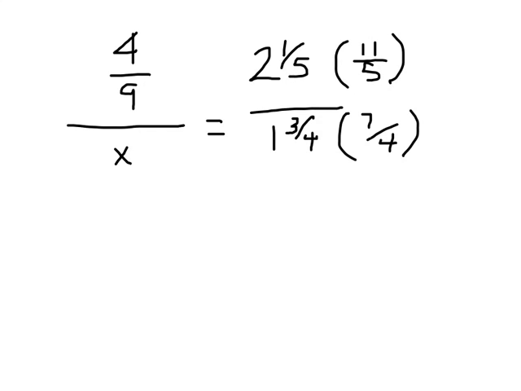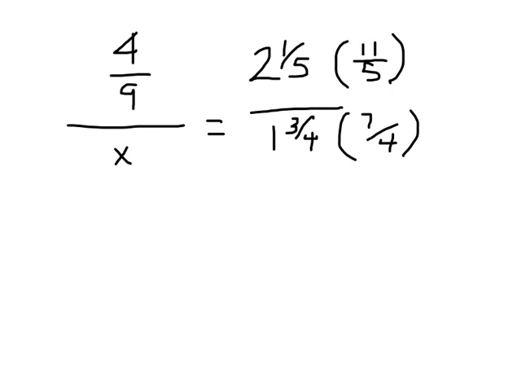Alright, so here our problem is 4/9 over x equals 2 1/5 over 1 3/4. So the proportion is 2 1/5 over 1 3/4. We've got to find out if the 2 1/5 part were cut to 4/9, what would the 1 3/4 part be? That's x.